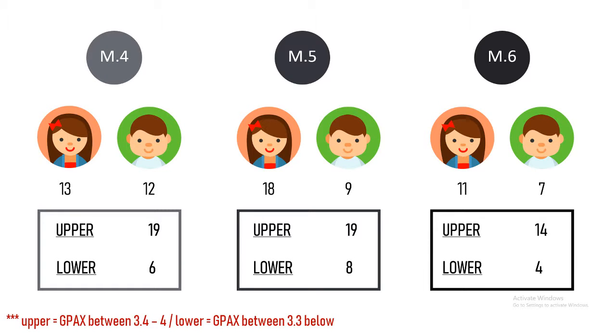For part 1, personal information, there are 3 class levels, M4, M5, and M6. In M4, there are 13 girls and 12 boys, classified as upper grade students 19 people and lower grade students 6 people. In M5, there are 18 girls and 9 boys, classified as upper grade students 19 people and lower grade students 8 people. In M6, there are 11 girls and 7 boys, classified as upper grade students 14 people and lower grade students 4 people.